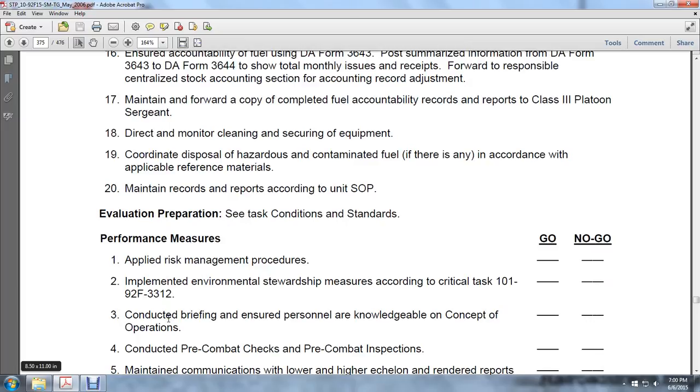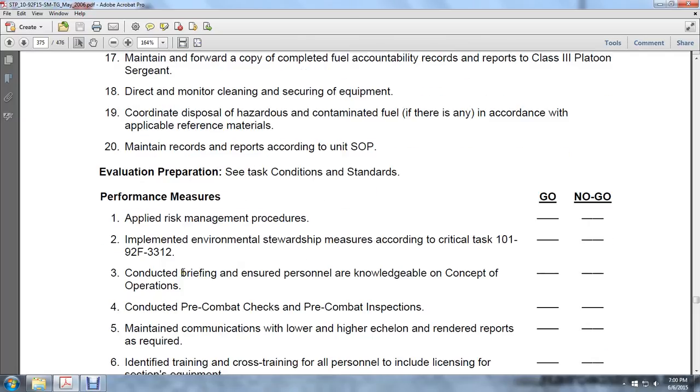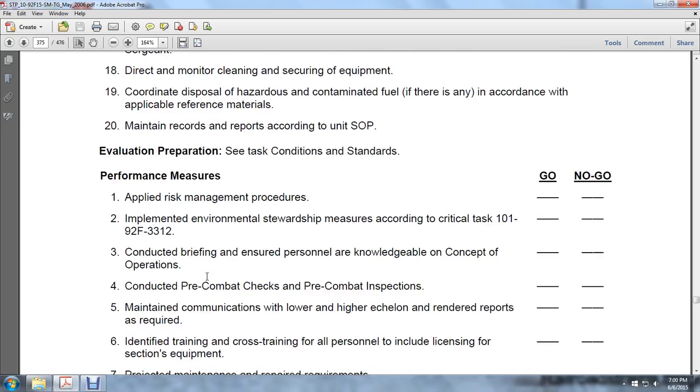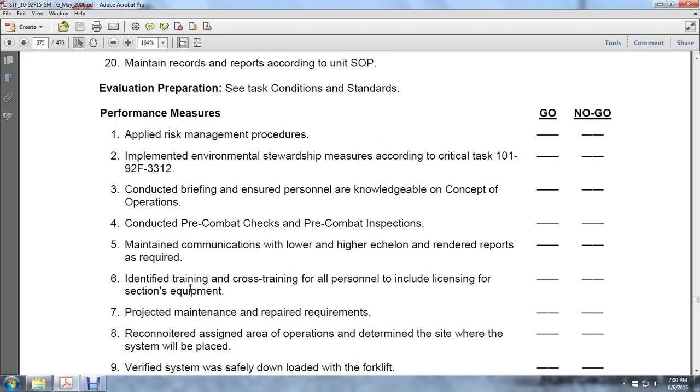1. Apply risk management procedures. Implement environmental stewardship measures according to the critical task 101-92F-3312. Conduct a briefing. Ensure personnel know the concept of operations. Go or no go. Conduct pre-combat checks or pre-combat inspections. Go or no go. Maintain communications with the lower and higher echelon. Render the reports as required. Identify training and cross-training for all personnel, to include licensing and sectioning of the equipment. Project maintenance and repair requirements.